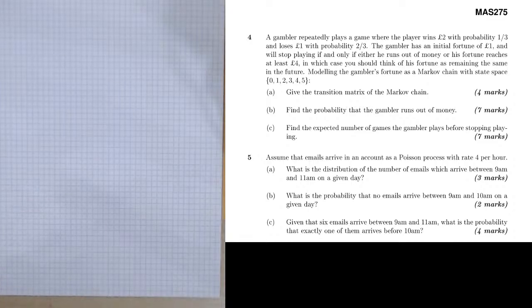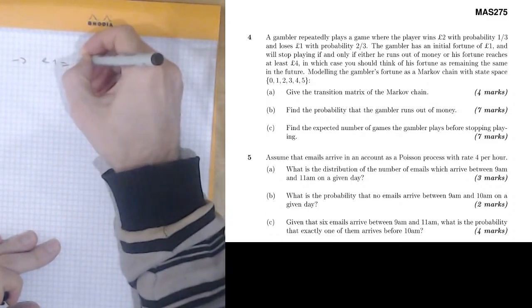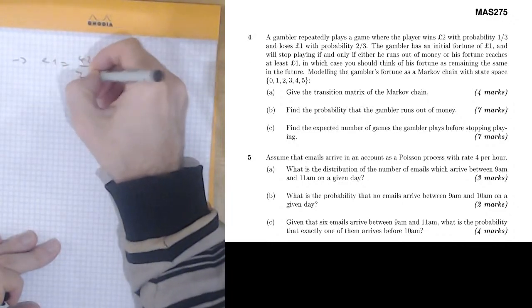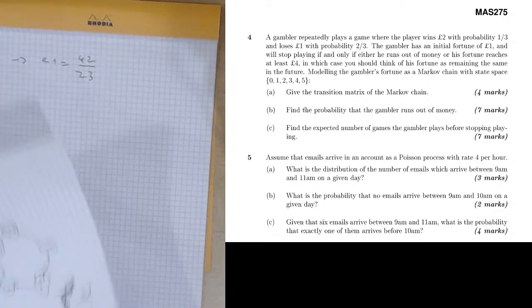And the answer is E1 equals 42 divided by 23. Okay, and that's all for Markov chains. So now let me talk a little bit about how these would work on a Blackboard test.